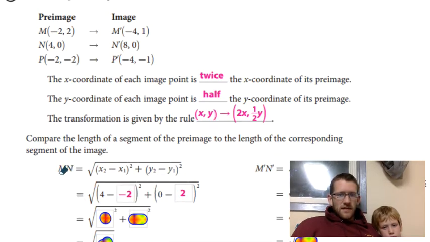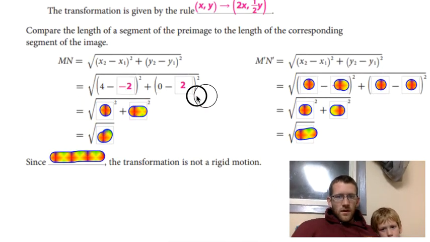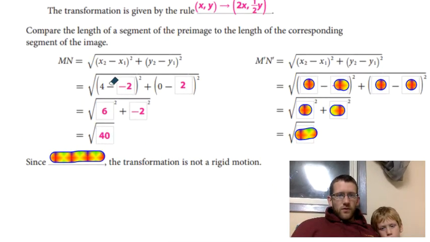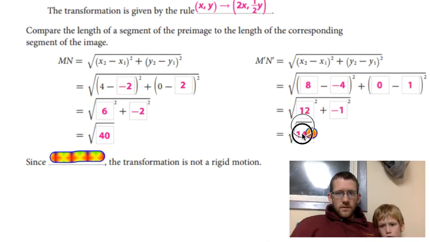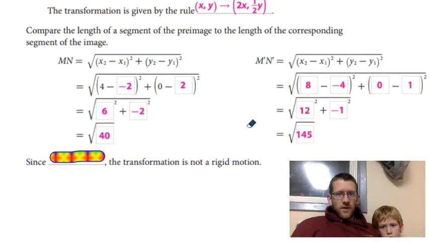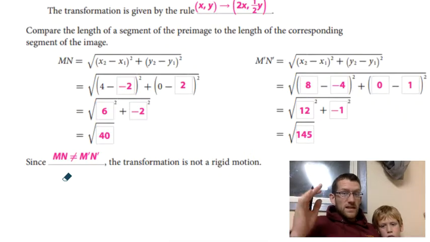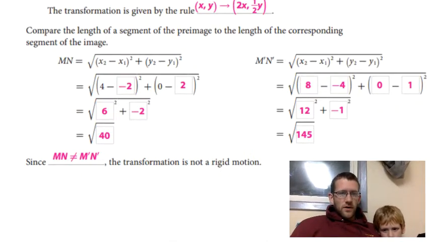If we check the lengths of MN and M' N', we get the square root of 40 for MN. We get a different value for M' to N'. So therefore, we can stop right there. We don't have to check any of the others. We can just say, hey, look, these aren't congruent. They're not equal. Therefore, it's not a rigid motion.